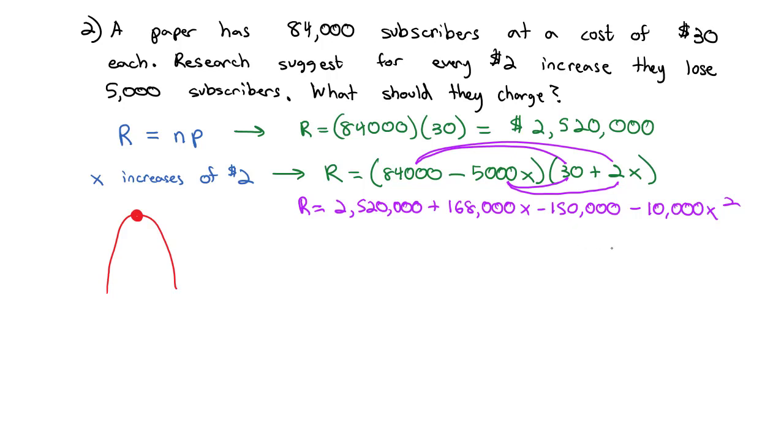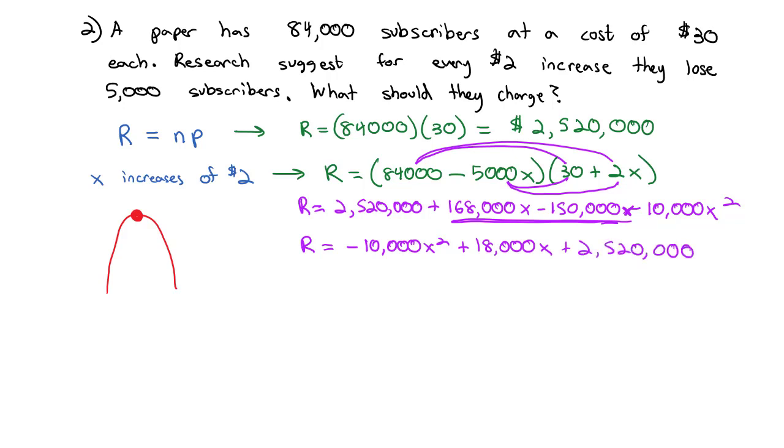I'm going to simplify this with our revenue equation. We usually put the x squared in front for a quadratic, so we'll do negative 10,000 x squared. Then I'm going to combine the x's. That should have been 150,000 x, sorry. Combine the x's in the middle. 168,000 minus 150,000 is 18,000 x's. And then finally, we've got the 2,520,000 at the end.